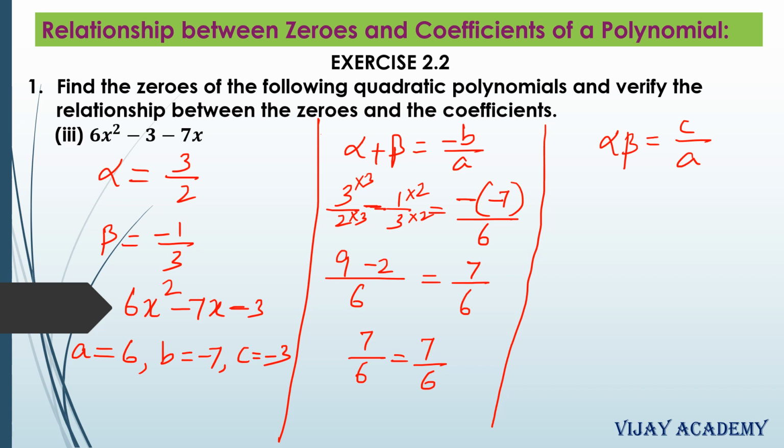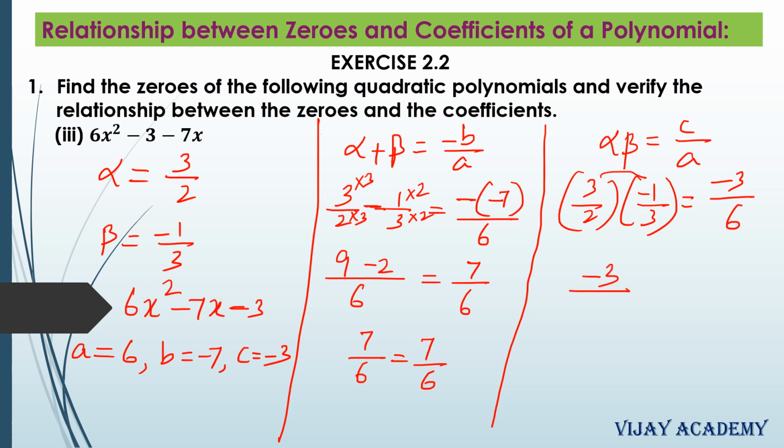The second relation is alpha into beta equals c by a. So multiply both the zeros, that is 3 by 2 into minus 1 by 3, and c by a. C is minus 3 and a is 6. Now in the LHS, numerator into numerator, that is 3 into minus 1, which is minus 3, denominator into denominator, 2 into 3, 6. In the RHS, we are getting minus 3 by 6. So writing this in the standard form, we get minus 1 by 2 on each side. So hence both the relations are verified.